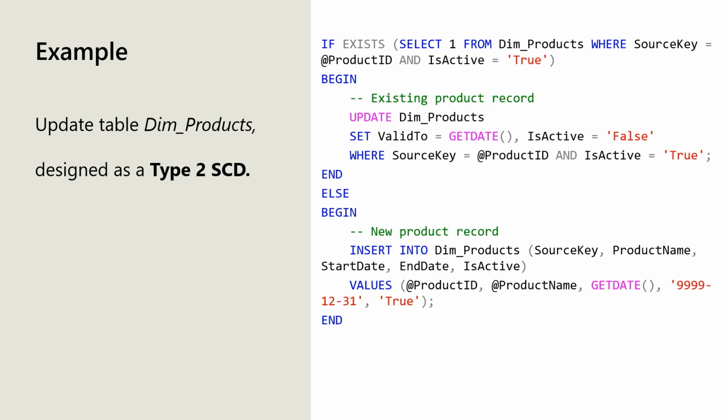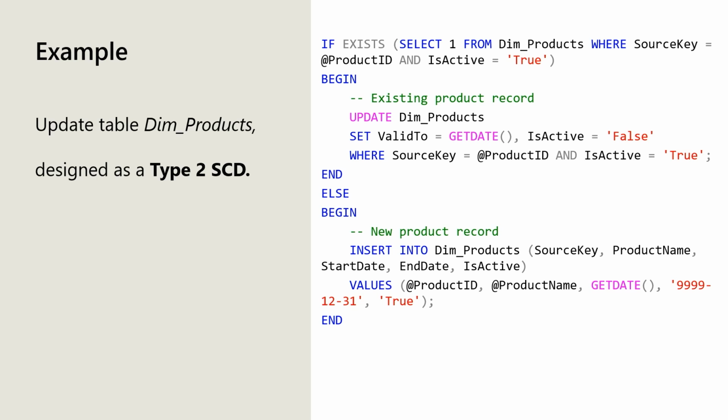The provided SQL syntax is used to implement a slowly changing dimension, or Type 2, for the DIM products table. This type of slowly changing dimension preserves historical data by creating new records for changes rather than overriding existing data. In our example, the if exists clause query checks if there's at least one row where the source key matches the @product ID and is active is true.